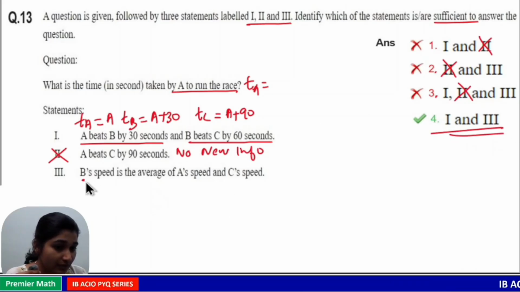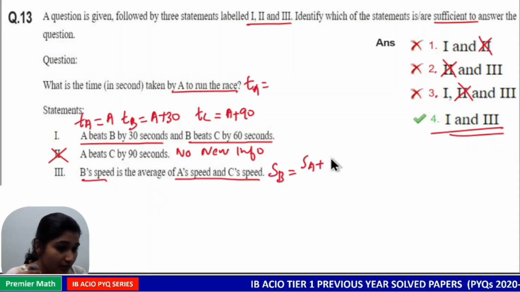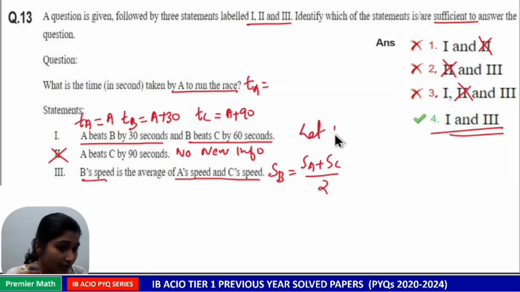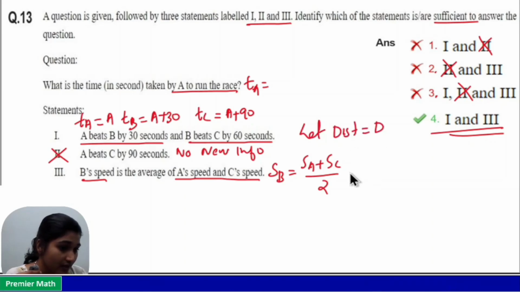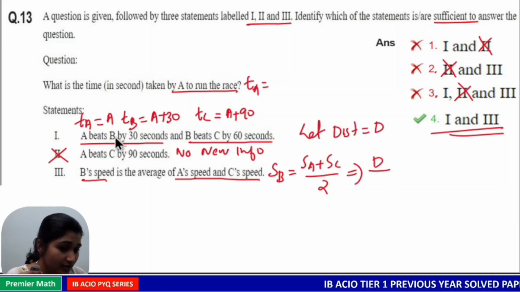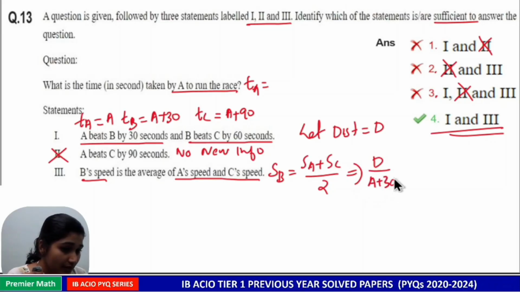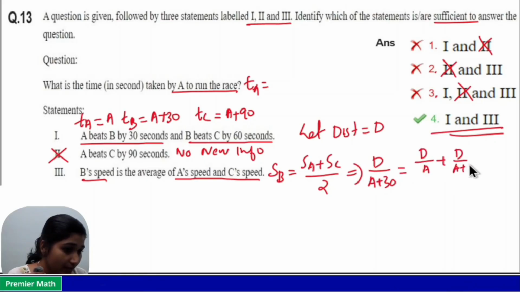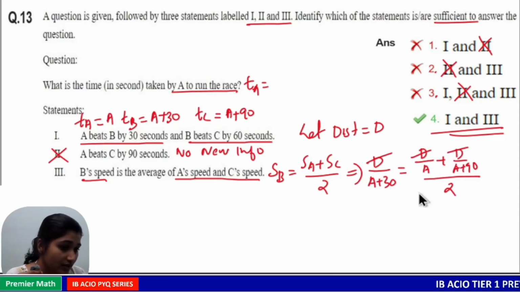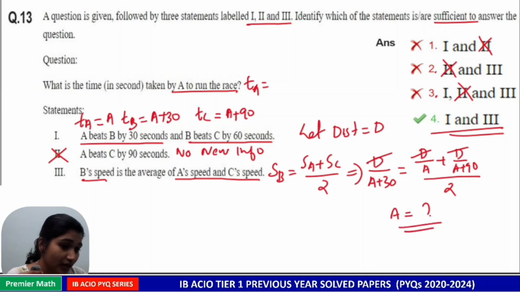Here B's speed is the average of A's speed and C's speed. That is, the speed of B is equal to the speed of A plus the speed of C divided by 2. If I take the distance as D, then the speed of B becomes distance divided by time, as all 3 people cover the same distance. Which is D divided by A plus 30, equal to D divided by A plus D divided by A plus 90, all divided by 2. Now D cancels from all the numerators. Then this includes only one variable, which is A. Then we can directly find the value of A.